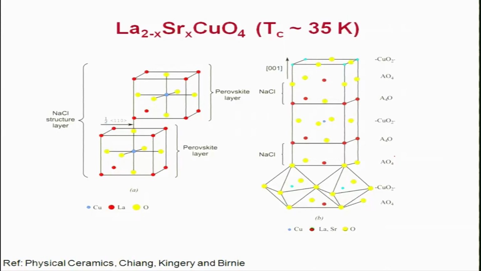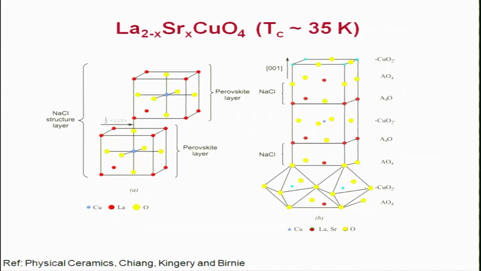The position of ions in these layers is such that you have these alternating sodium chloride layers, and in between you have these perovskite layers. You can see that perovskite layer containing CuO6 octahedra. So, you have this copper atom, and then you have these oxygen atoms surrounding it in the octahedral manner. So, this is a layered structure which is a blend of perovskite and NaCl sort of structure.